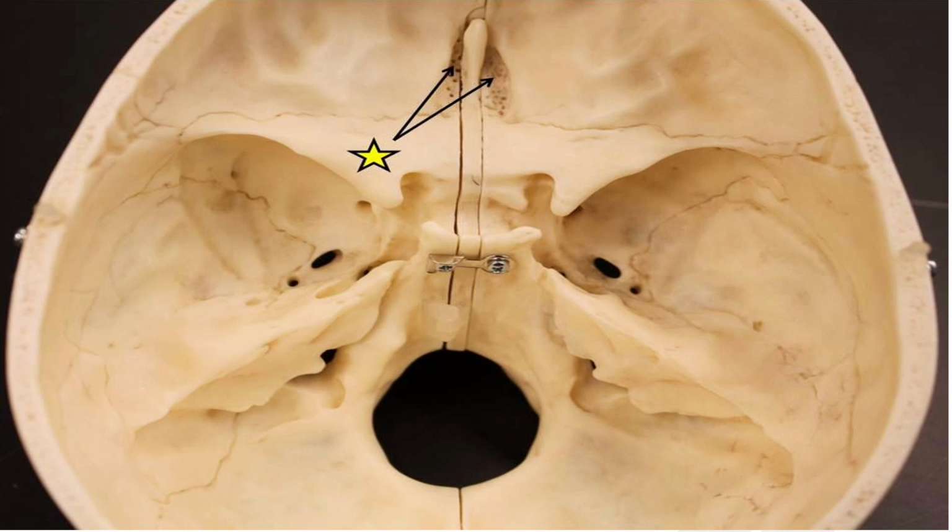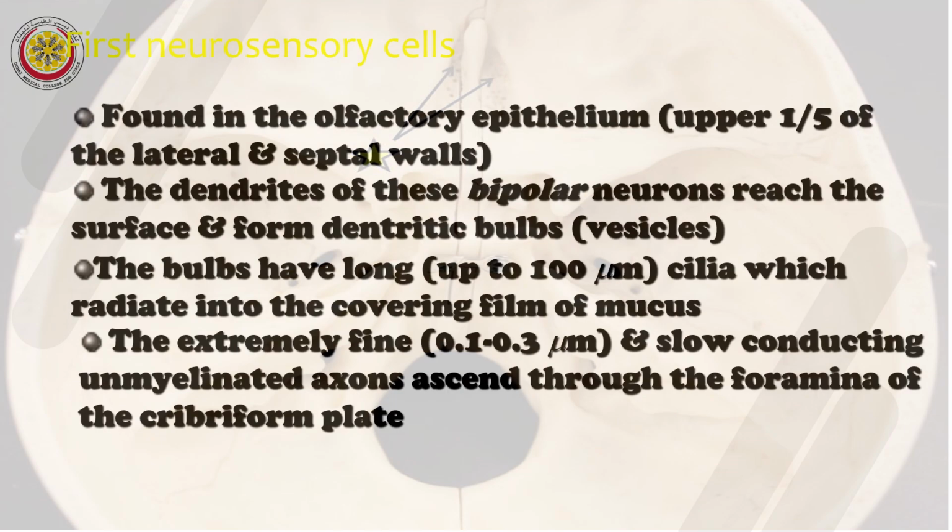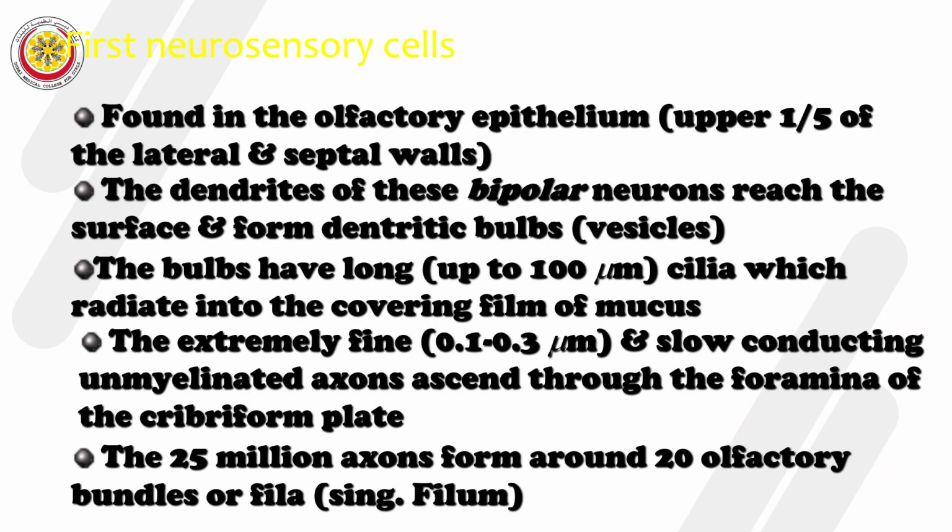These are olfactory nerves, and they go through this cribriform plate, 12 to 20, and then about 25 million axons form these around 20 olfactory nerves, or bundles of phyla. On one end, the projections are called cilia, and on the other end, the projections are called phylum. And these phyla make bundles, and the bundles are olfactory nerves that go through the plate.